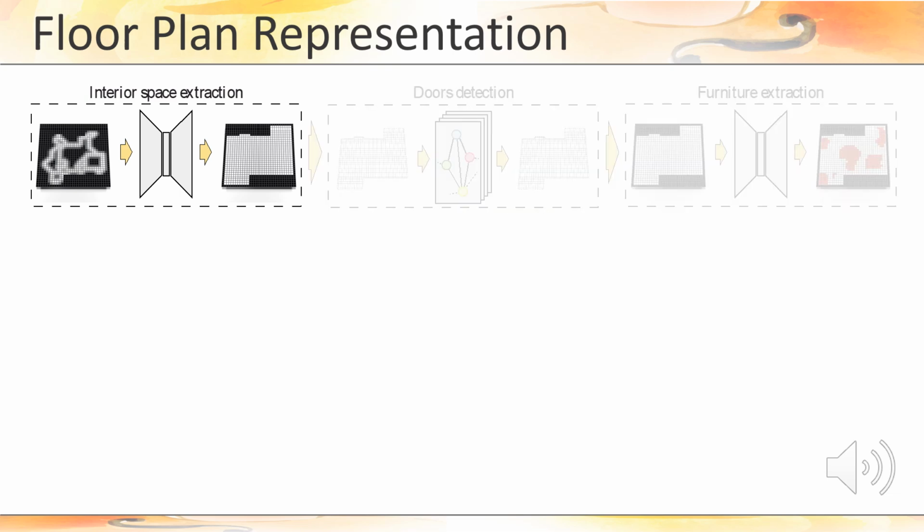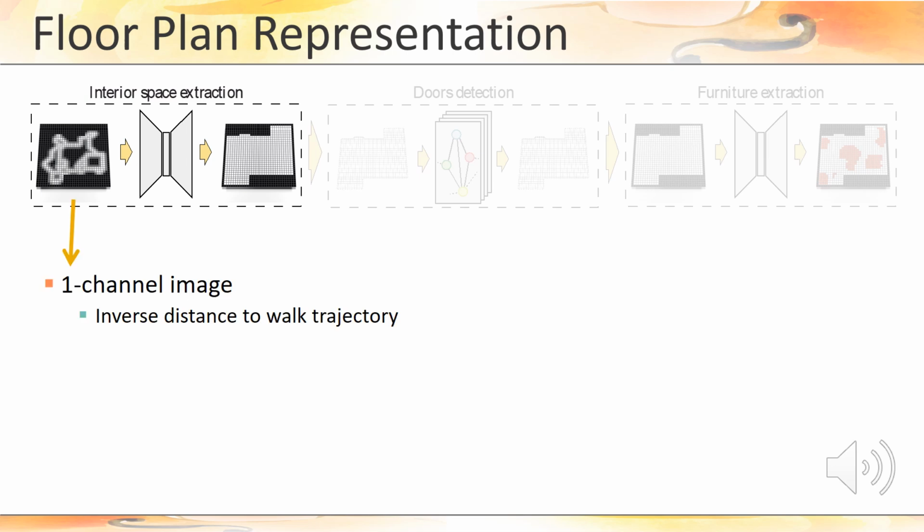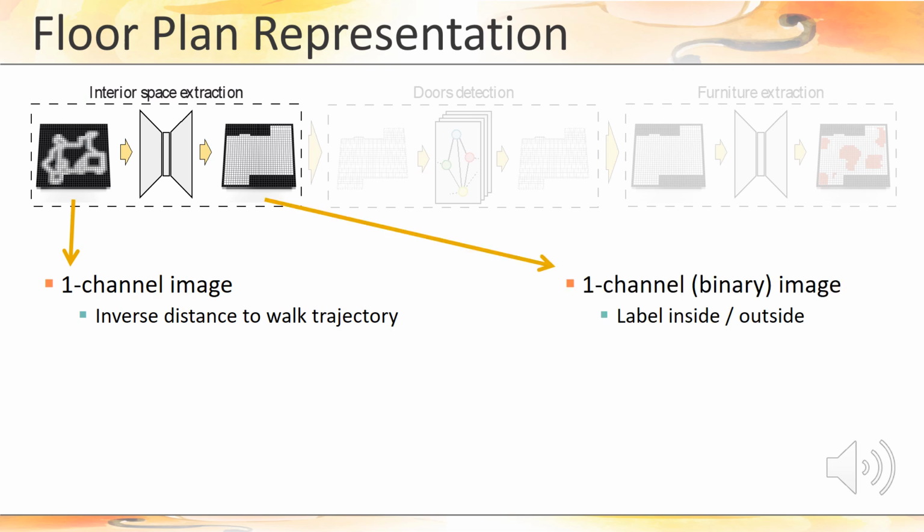The input to the interior space extraction network is essentially a one-channel image, which stores at each pixel the normalized inverse distance to the projection of the input trajectory on the 2D domain of the ground plane. The output is a one-channel binary image that encodes at each pixel whether the corresponding cell is inner or outer space, that is, whether it is part of the interior footprint or not.